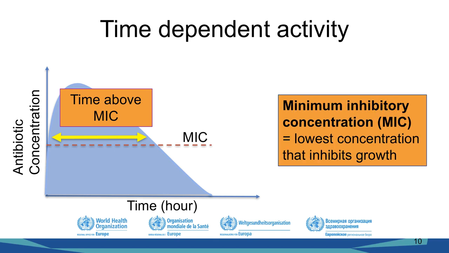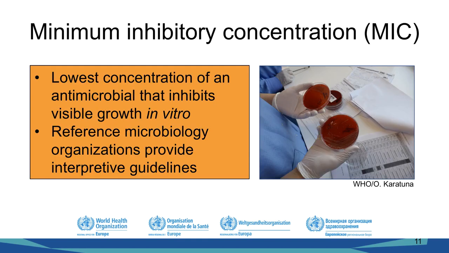One microbiology concept is important to introduce before moving on. The minimum inhibitory concentration, or MIC, is the lowest concentration of an antimicrobial that inhibits visible growth in vitro, or in other words, of an organism on a plate of culture media. This is determined by testing serial concentrations of an antimicrobial and assessing for the inhibition of bacterial growth.